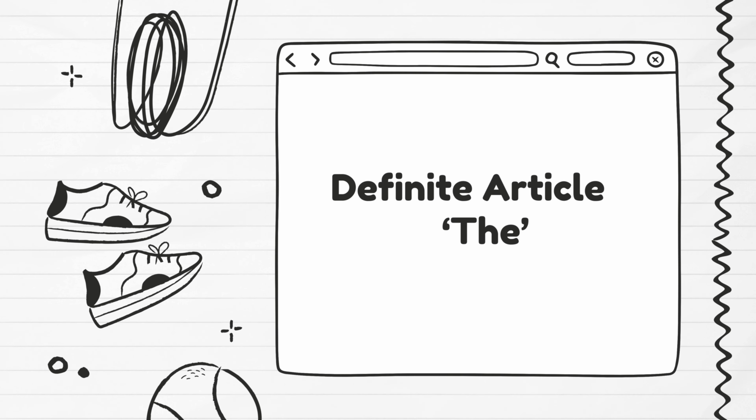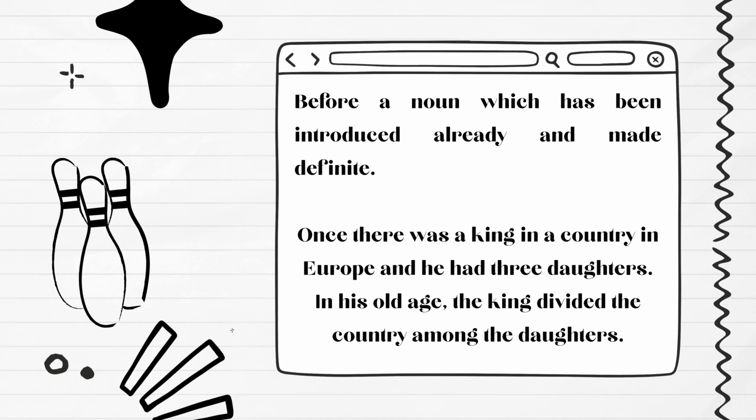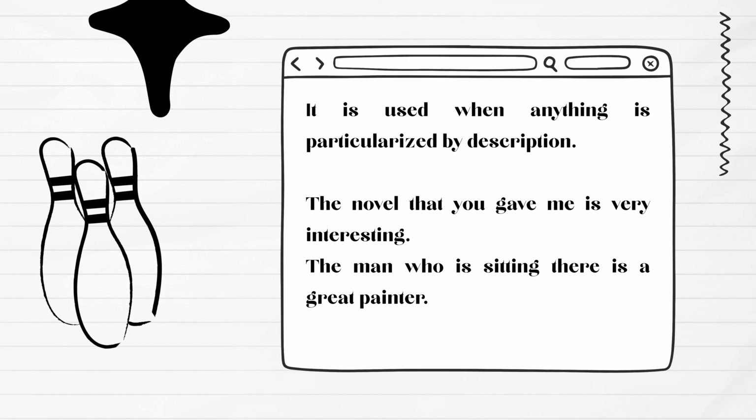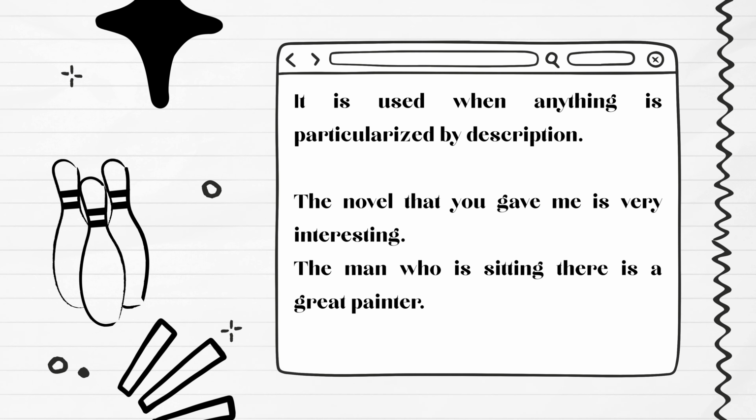Now, let's observe the uses of the definite article, the. Before a noun which has been introduced already and made definite. Once there was a king in a country in Europe and he had 3 daughters. In his old age, the king divided the country among the daughters. It is used when anything is particularized by description. The novel that you gave me is very interesting. The man who is sitting there is a great painter.